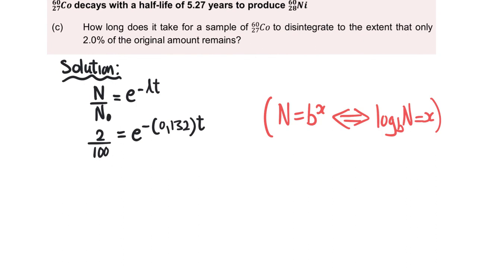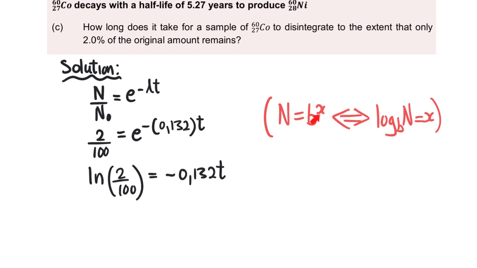And now, because of the fact that our unknown is t and it sits in the exponent of this power, we are now going to use the definition of the logarithm, which says that if n equals b to the x, that implies that the logarithm of n to the base b equals x. So we're now going to use this. And that gives us that the logarithm to the base e of the number 2 over 100 is equal to the exponent, negative 0.132t. So let's just go through this again.